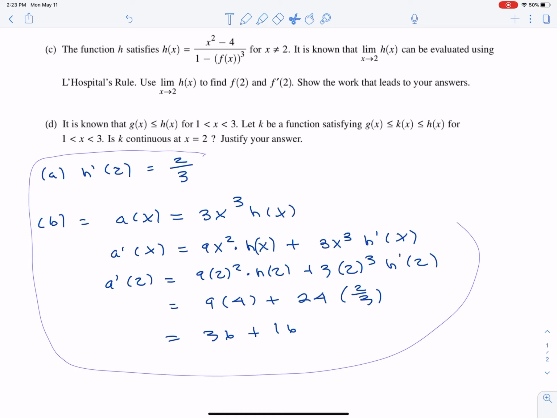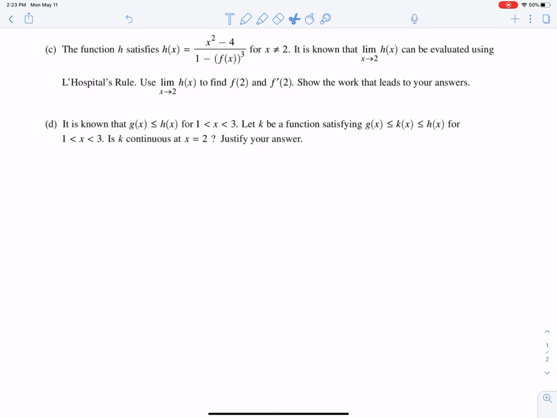So let's look at letter C. We have this function h that satisfies this, where x is not equal to 2. It is known that the limit as x approaches 2 of h of x can be evaluated using L'Hopital's. And then we're asked to find the limit as x approaches 2 of h of x. We're going to use that to find f of 2, and then we're supposed to find f prime of 2, and show your work for the answer.